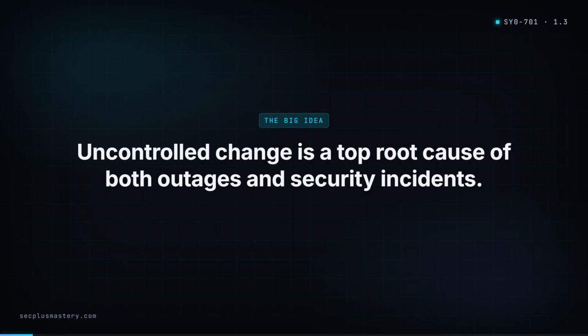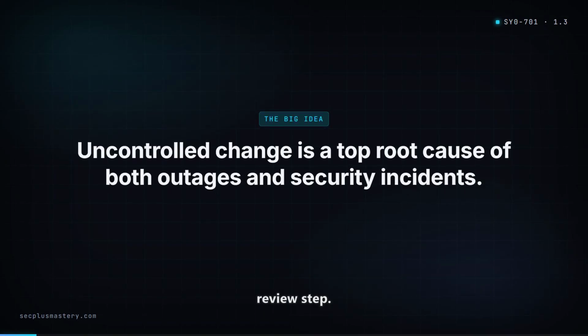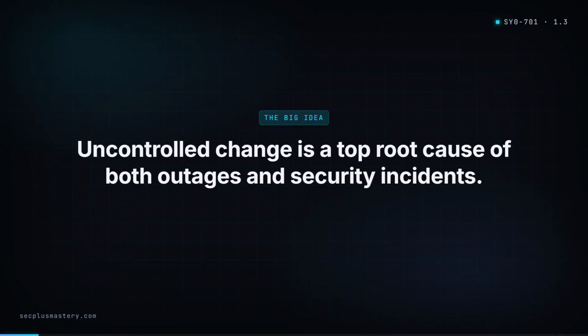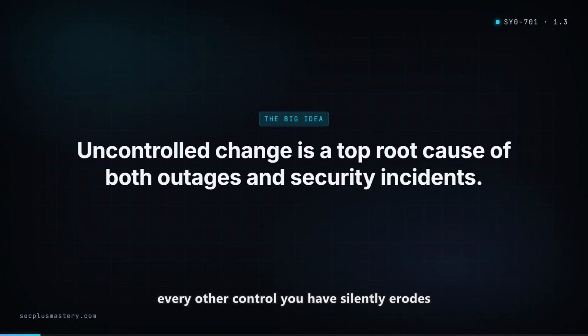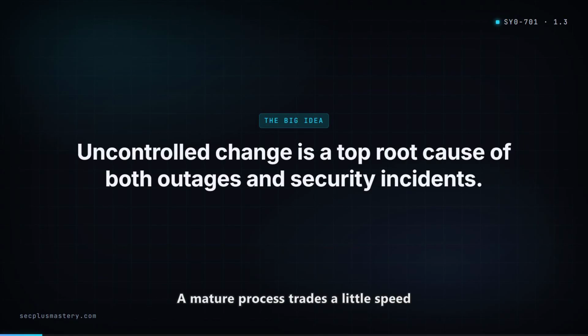Start with the why. Most breaches blamed on human error actually began with a change that skipped a review step. Without a control process, every other control you have silently erodes over time. A mature process trades a little speed for a large drop in risk.